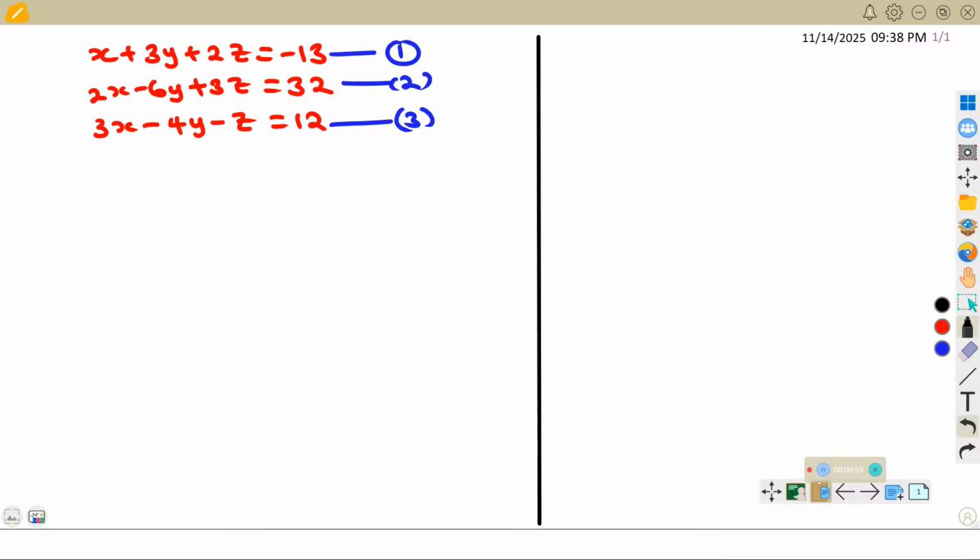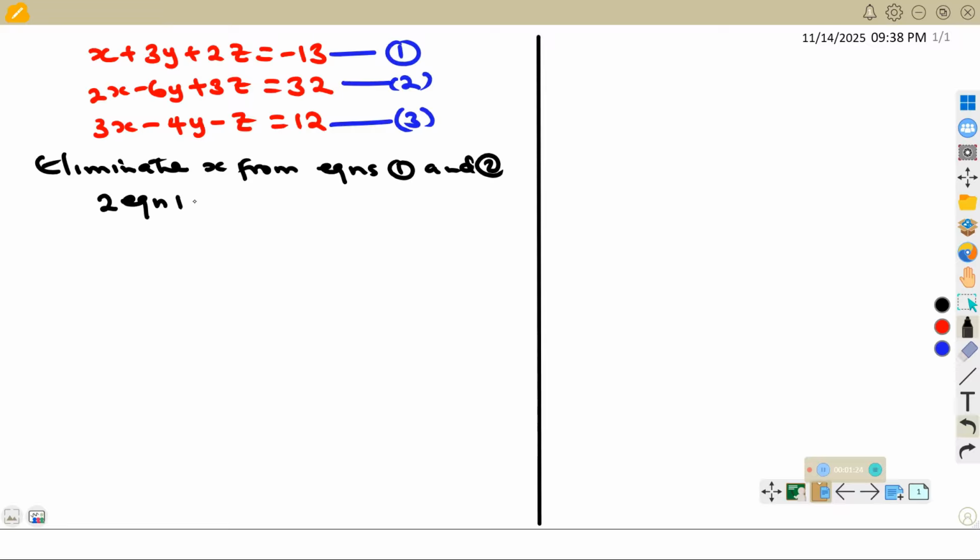From that, we shall try to eliminate x from equations 1 and 2. To do that, it means we shall multiply 2 in equation 1, and then we subtract equation number 2.